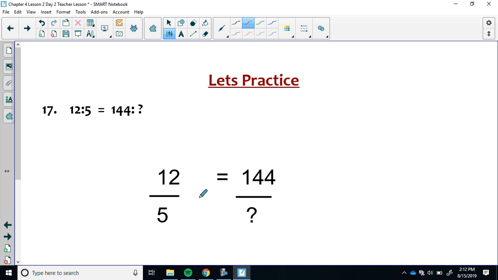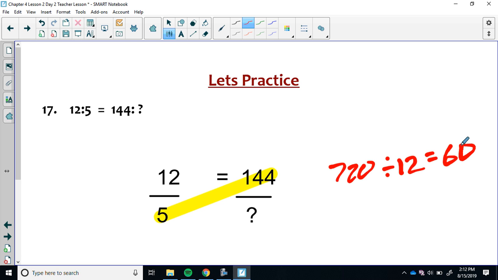12 to 5 equals 144 to question mark. Once again, find the two numbers that are across from each other diagonally. That's 144 times 5, which gives you 720. And 720 divided by the remaining number, 12, we get 60. So our answer for this problem is 60.